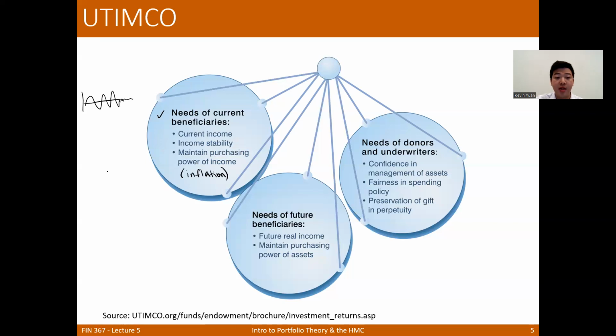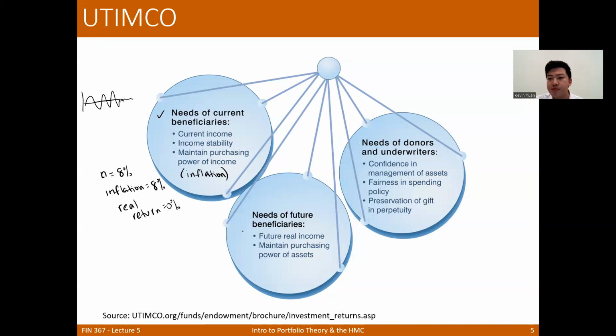Because we talked about in class, if your nominal return is let's say 8%, but inflation is also 8% or even higher, that means your real return is going to be zero. Although your assets grew by 8%, the purchasing power was also eroded by 8%, so your real return was actually net zero. The other thing UTIMCO needs to focus on are the needs of future beneficiaries, right?